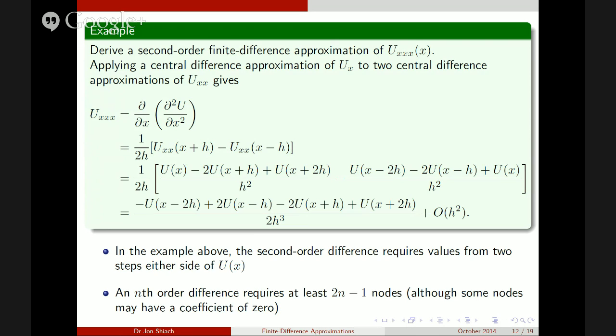In general, an nth order difference, so a difference of an nth order derivative, requires at least 2n minus 1 nodes. So this is a third order derivative. If n is 3, 2n minus 1 is 5. So we've got 2 to the left, 2 to the right, and the 1 in the middle. However, sometimes some nodes may have a coefficient of 0. In this case, this ux here got cancelled out, so it's 0. But sometimes that won't be the case.